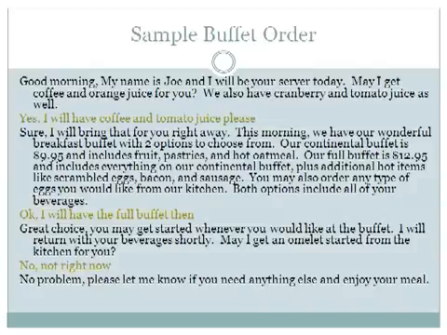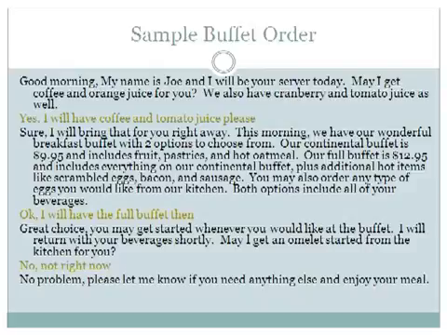Here is a great sample selling interaction for a guest that will order the buffet. On your first approach to the table, you can start by saying, "Good morning, my name is Joe and I will be your server today. May I get coffee and orange juice for you? We also have cranberry and tomato juice as well." "Yes, I will have coffee and tomato juice, please." "Sure, I will bring that for you right away.